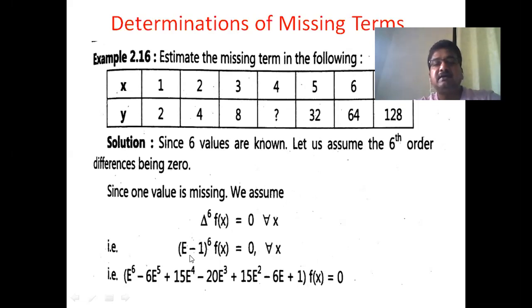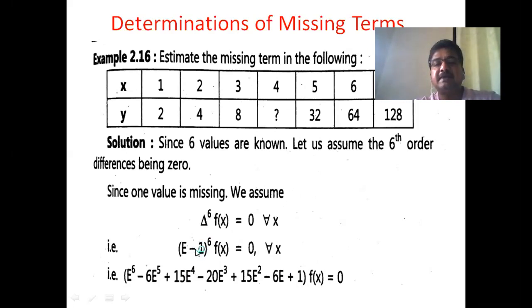Then write Δ as E minus 1, because what is the relation between E and Δ? E is 1 plus Δ, that is, Δ is E minus 1. And then take its 6th power by using the binomial theorem. (E minus 1)^6 contains 7 terms, and this is by using the binomial theorem.